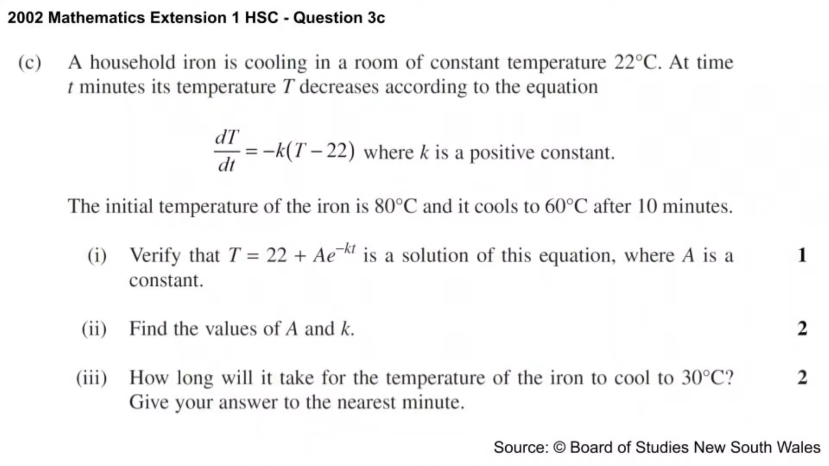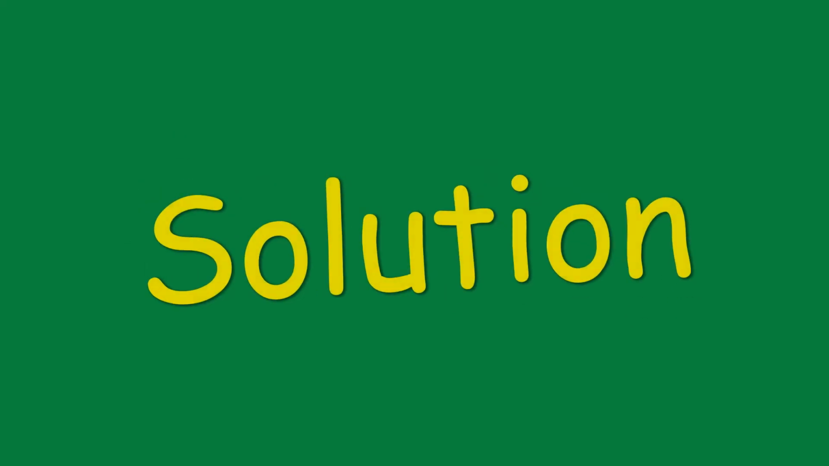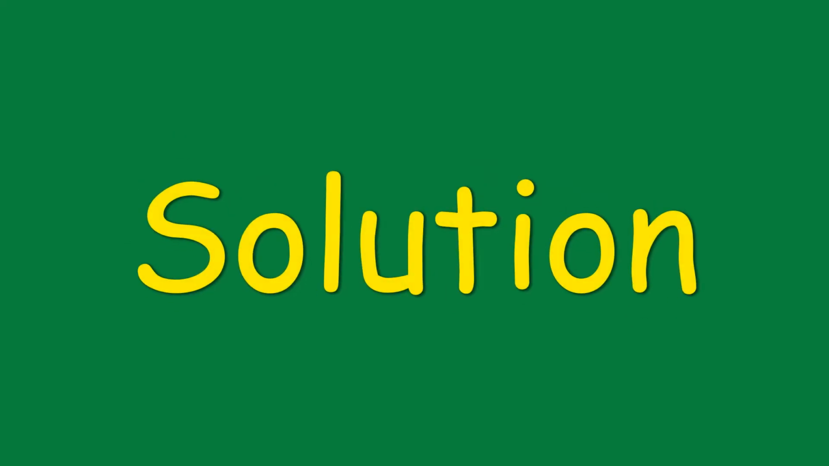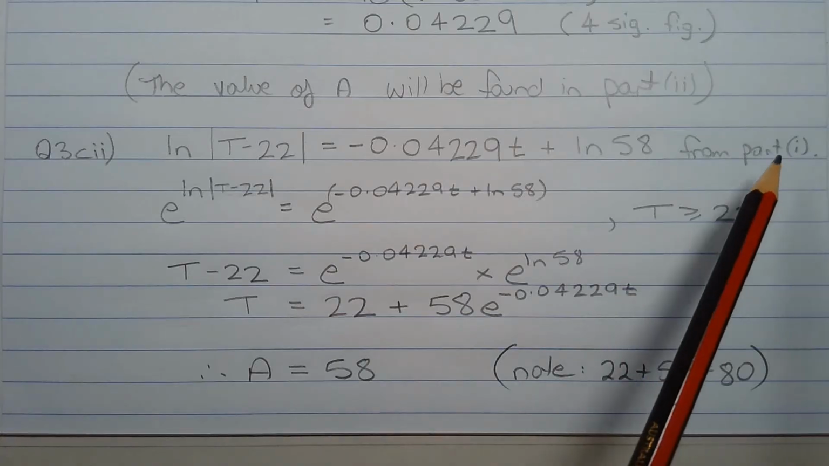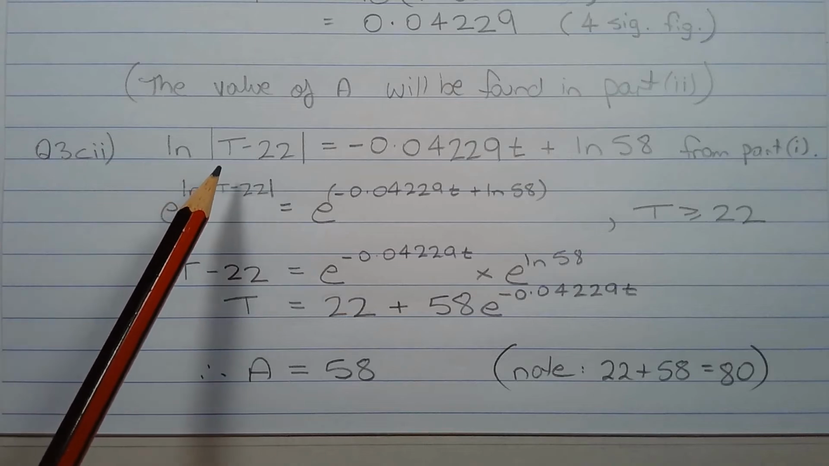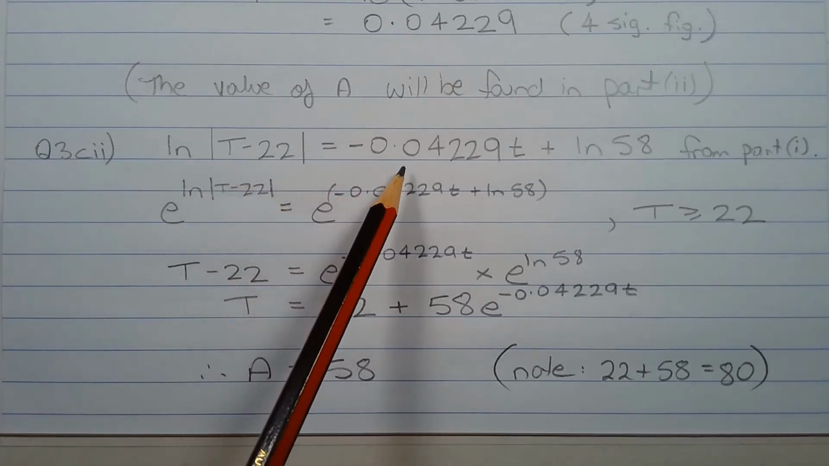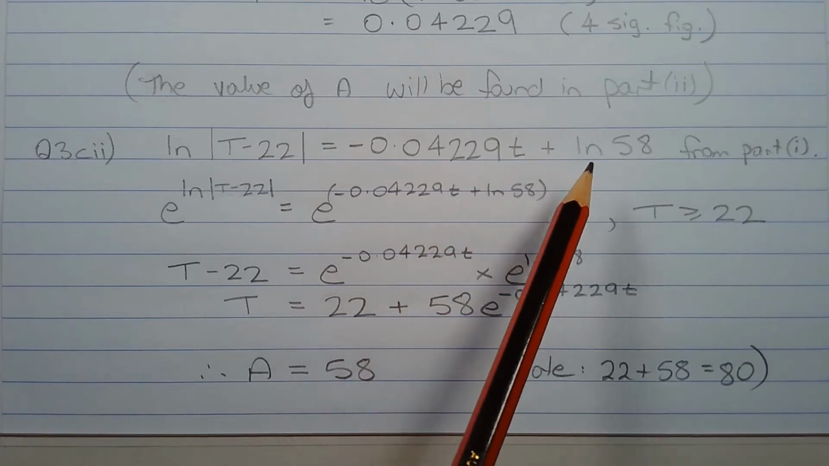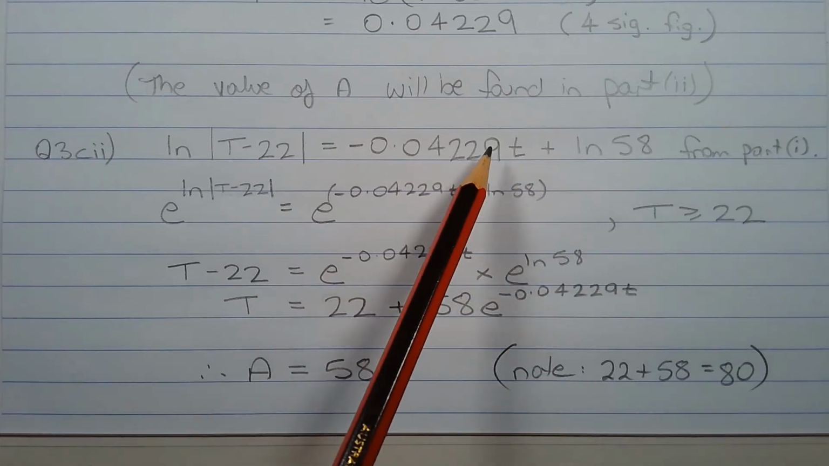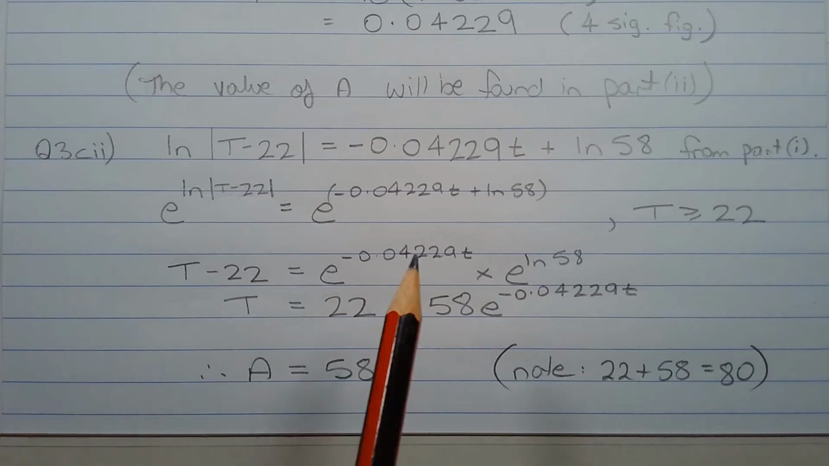Part 2. Find the values of a and k. From part 1, ln of the absolute value of T - 22 is equal to -0.04229t plus ln of 58. This was the value of k that was found in part 1, and ln of 58 was the value of the constant of integration, also found in part 1.